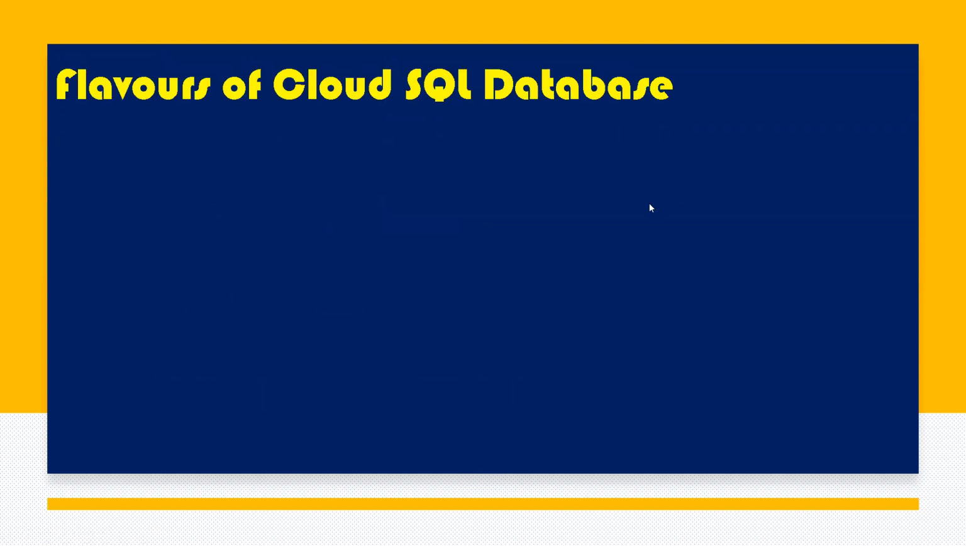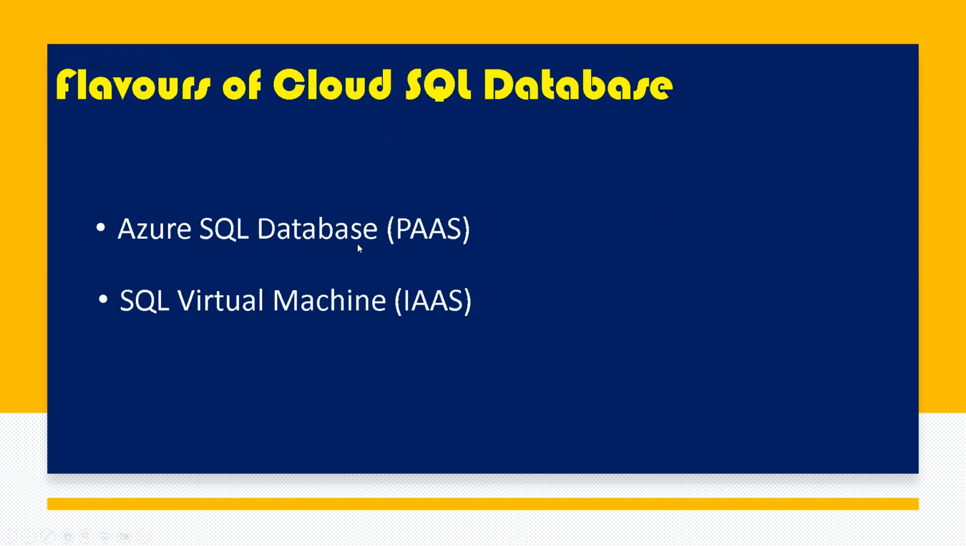The flavors of cloud SQL databases now. So Azure SQL database is the platform as a service, and there is also the SQL virtual machine. The SQL virtual machine will be there to support the SQL Server database, but the database you have to install yourself. The machine will be there with all the required drivers and setups. So you have to install your software, the SQL Server database, on the virtual machine and then use it. So Azure SQL database is the platform as a service, and SQL virtual machine is the infrastructure as a service, IaaS.